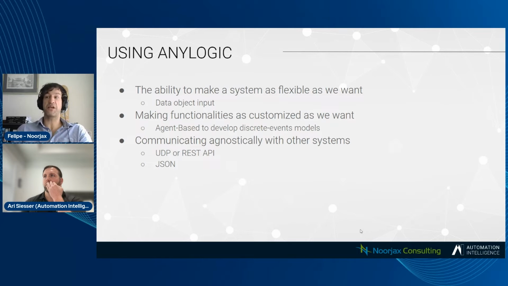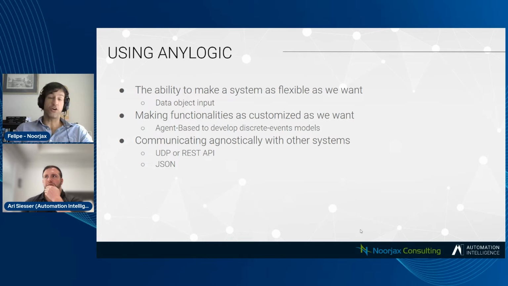The second thing is making functionalities as customized as we want. AnyLogic provides a set of blocks for discrete event models that allow you to do a lot of things in a very flexible way. But the functionalities are limited to a certain degree. And AnyLogic provides flexibility to solve that in a way. So you can use agent-based and system dynamics together with discrete event models. You use agent-based for the functionality, system dynamics for the physical dynamics of the system.